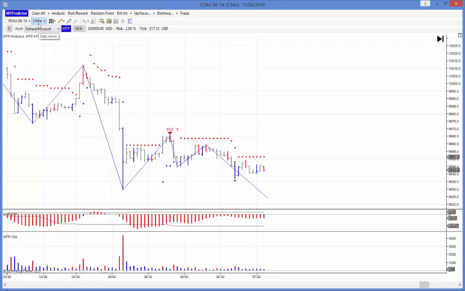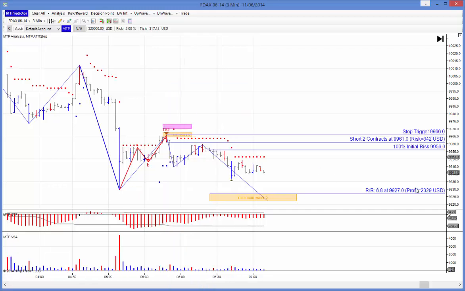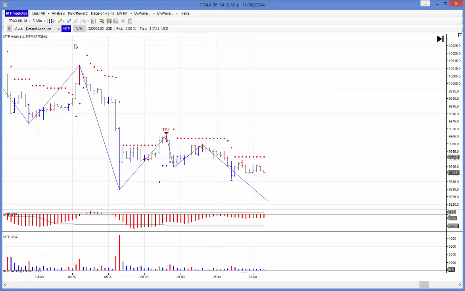This is a 3-minute chart of the DAX. You can see here to start with we had a very nice TS2 sell as a standard automatic setup, and as you see the market came down to our first target for a nice 6.8 hour profit. But that's not what I want to look at in this particular trade setup. What I want to do is go back to here.